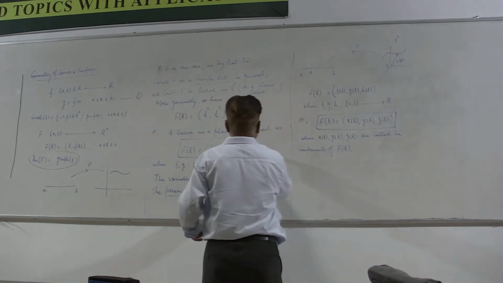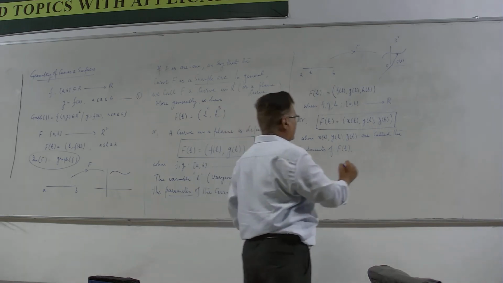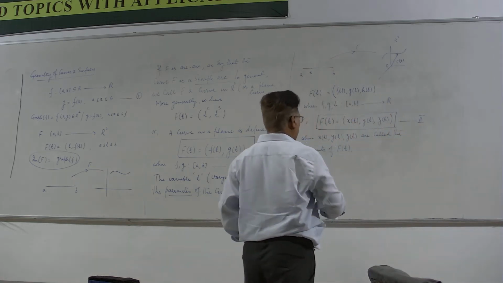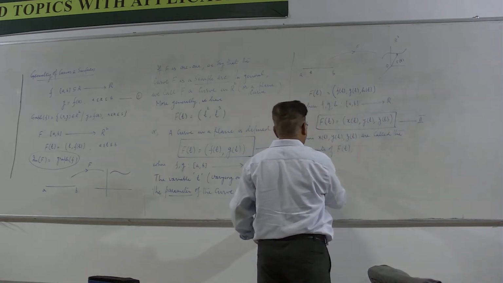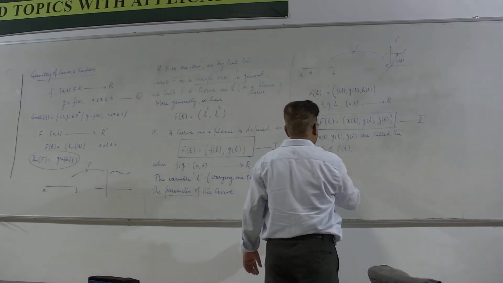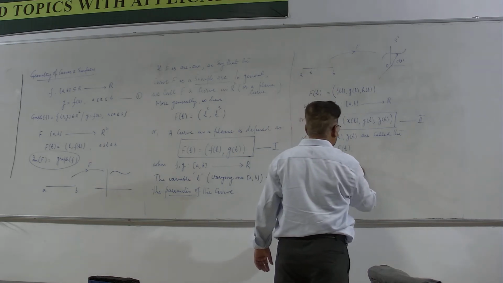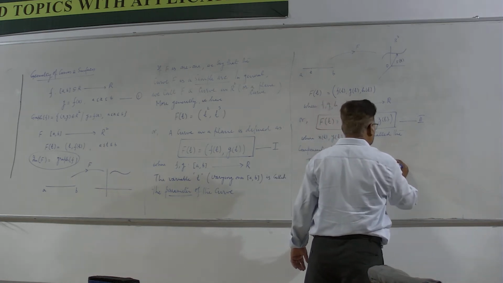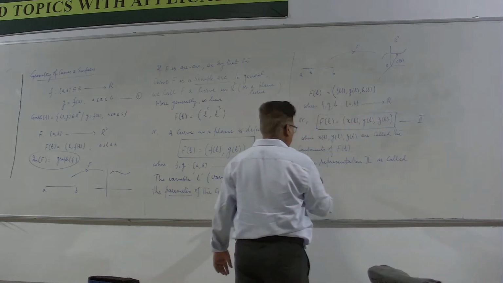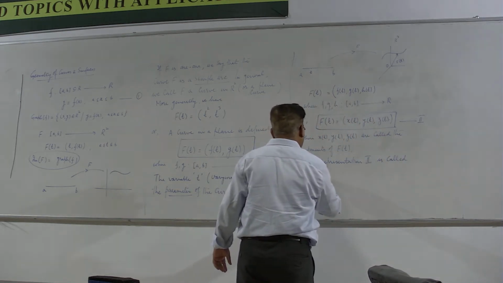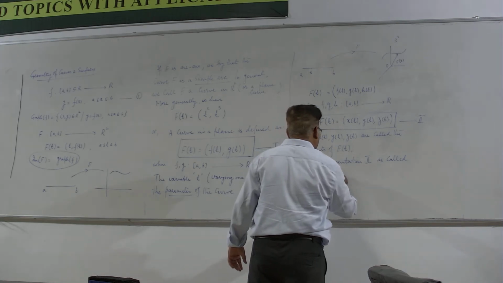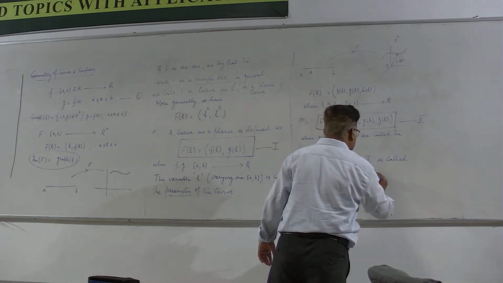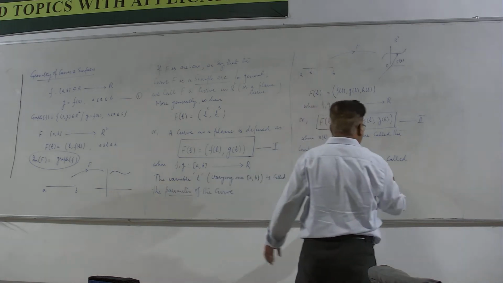So, this was box 1, a plane curve, and this is box 2, the space curve. So, the representation 2 as well as 1 is called the parametric representation of a space curve.